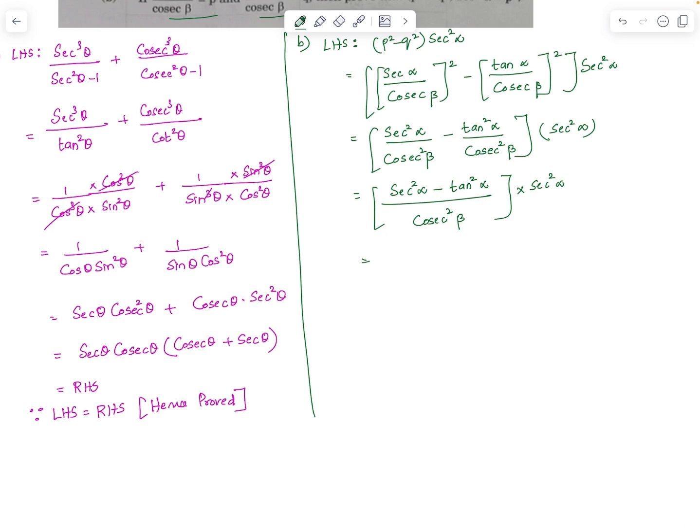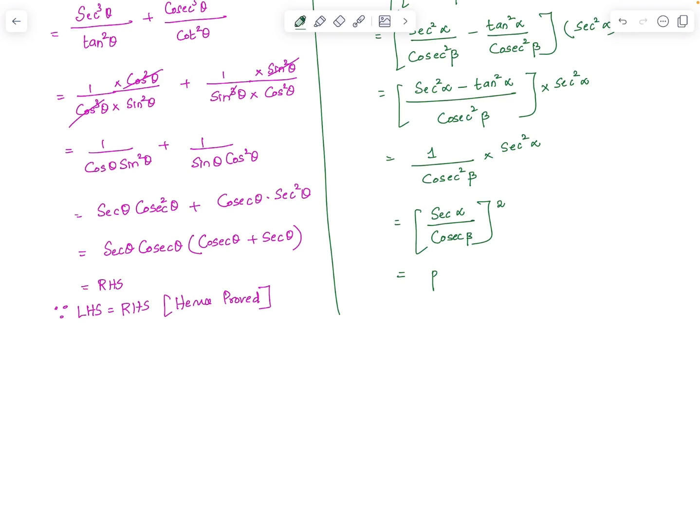Sec square alpha minus tan square alpha is 1 upon cosec square beta into sec square alpha. This can be written as sec alpha upon cosec beta the whole square, which is P square, and that is the right hand side that we had to prove. Since LHS is equal to RHS, hence the statement is proved.